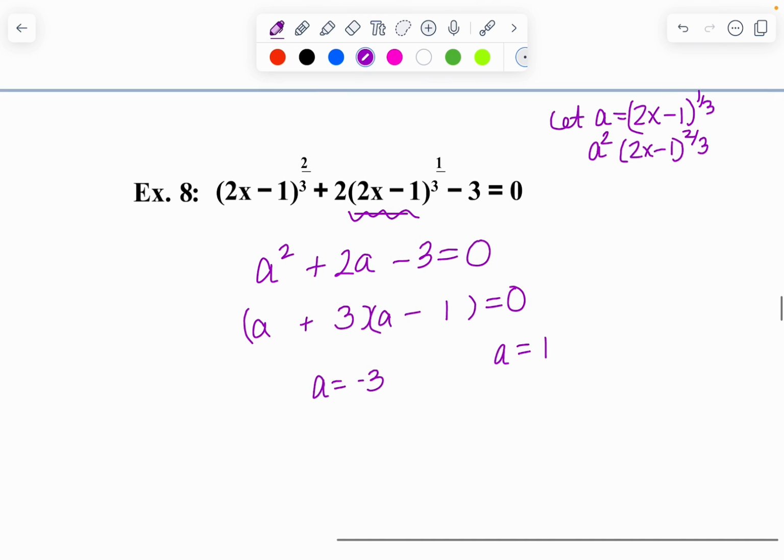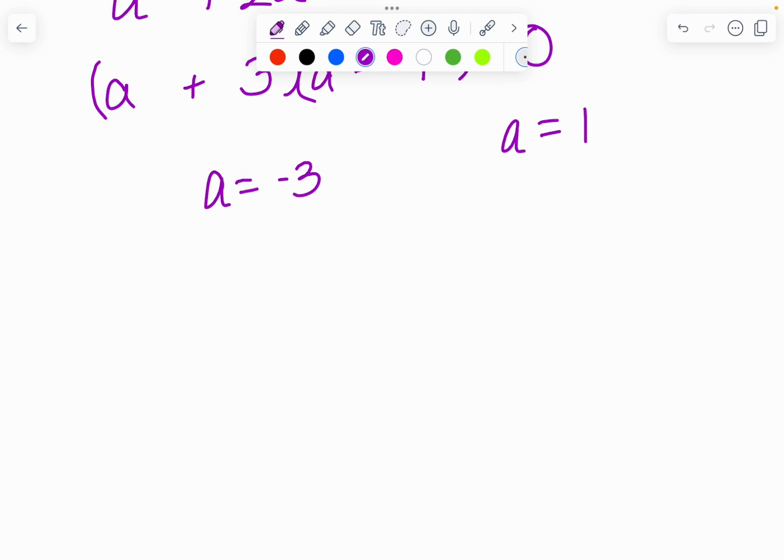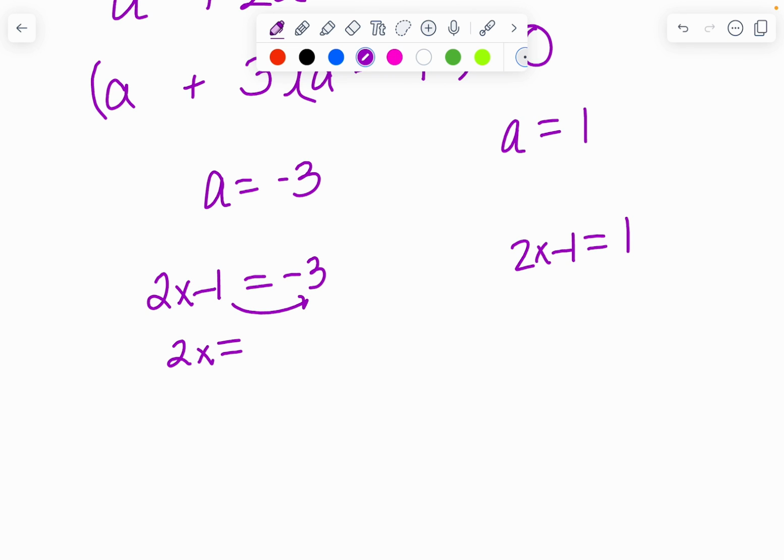Okay, the issue arises, I did not start out with a. I started out with 2x minus 1. So I'm going to plug that in for a. So I have 2x minus 1 equals negative 3. 2x minus 1 equals 1. So now I'm going to say 2x equals, I'm going to subtract that over, equals negative 2.